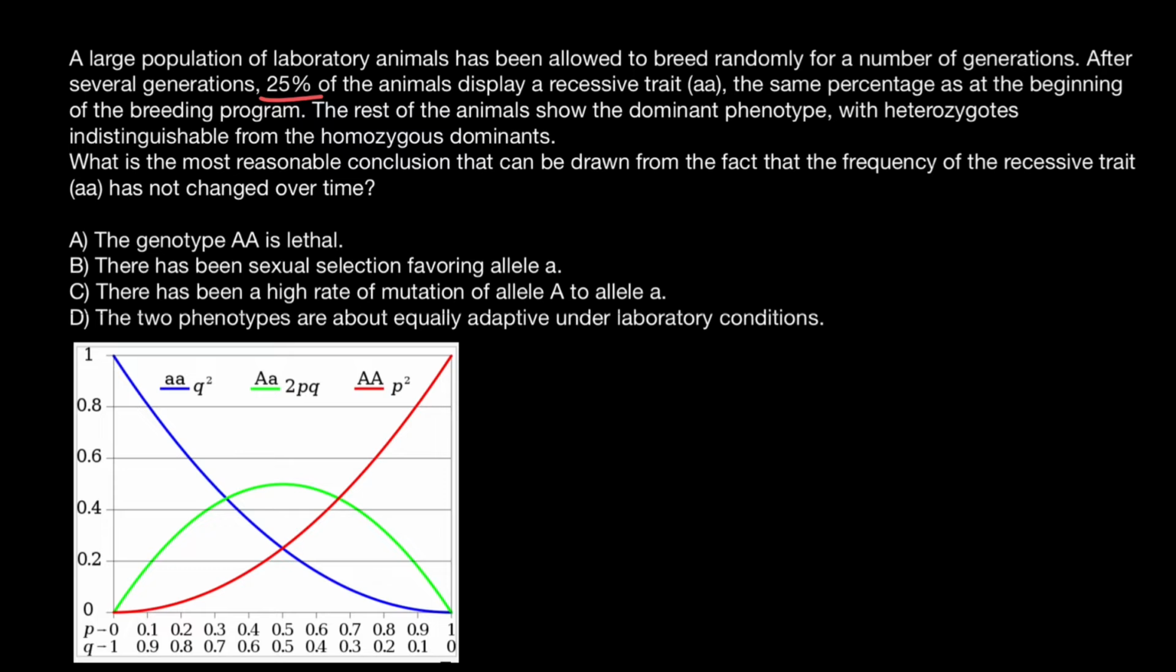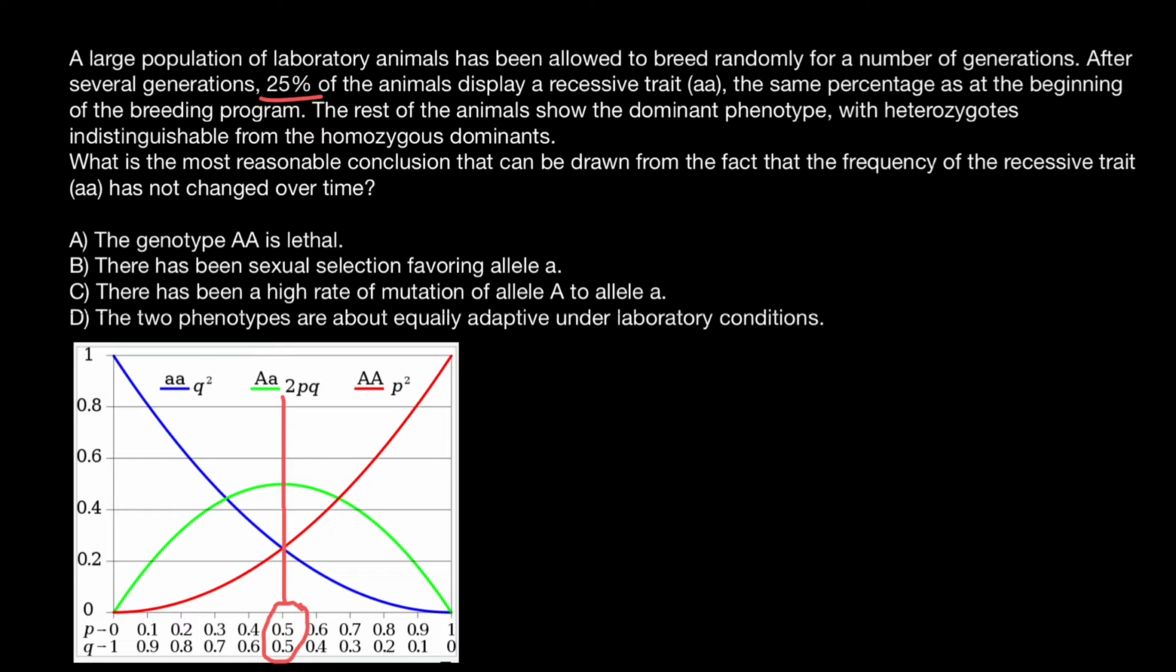And we can draw a line here. As you see, the frequency of the dominant allele would be 50% and the frequency of the recessive allele would be 50%. And the frequency of the genotypes would be as follows. Homozygous dominant genotype is going to be 25%. Homozygous recessive genotype is also going to be 25%. And the frequency of the heterozygous genotype is going to be 50%.